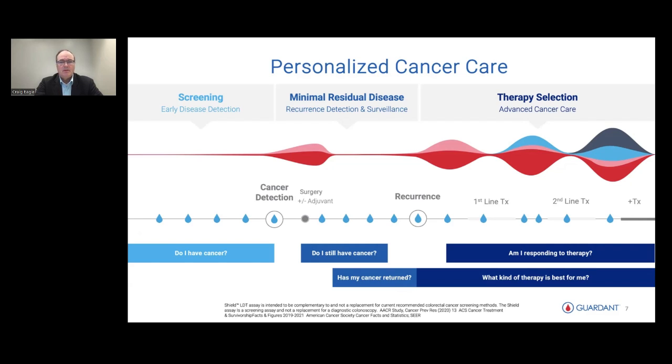And one of the important things about personalized medicine when you're going through the journey of cancer, as anybody who has been through this journey knows, you have the key questions down the bottom, which are: do I have a cancer at the beginning? Do I still have the cancer? Am I responding to therapy? Has my cancer returned? And what kind of therapy is best for me?